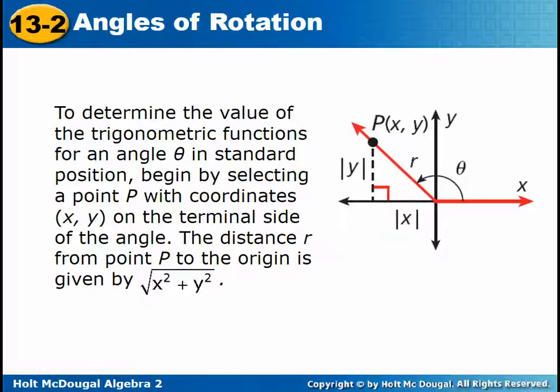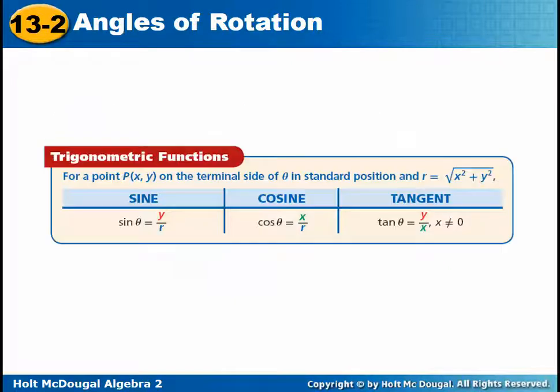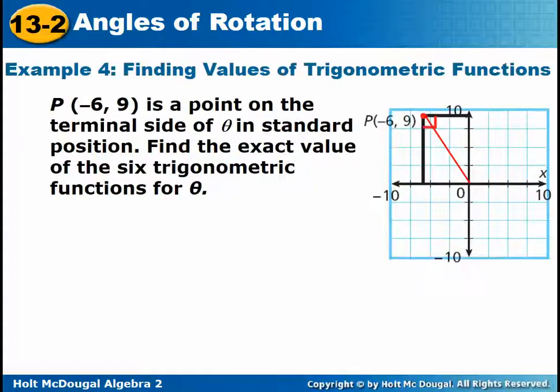Okay, finally we are going to determine the value of the trig function. So once we get it in standard position, like we just did, now we're going to write the sine, the cosine, the tangent, and so on of that triangle that we get. So we're going to have to use the Pythagorean theorem to find r, which will be the hypotenuse, and then we'll just use sine, cosine, and tangent.